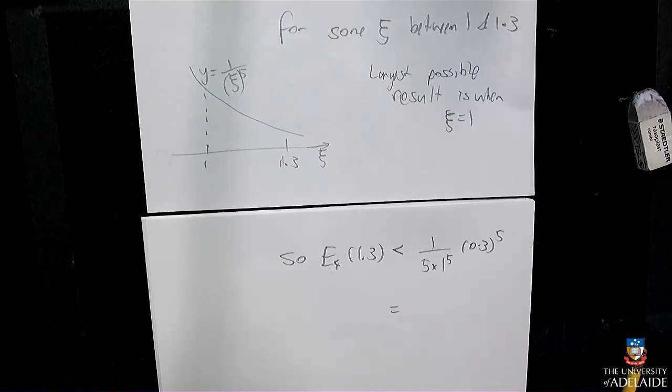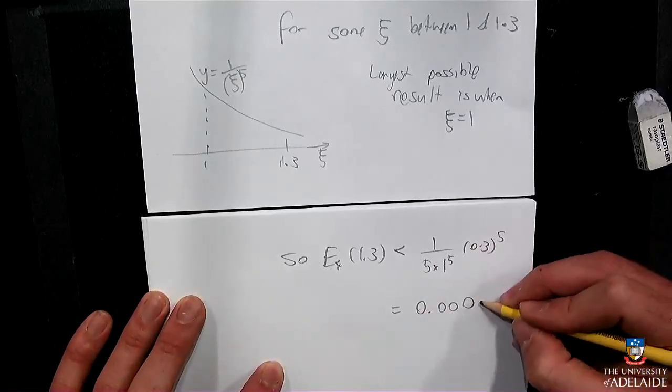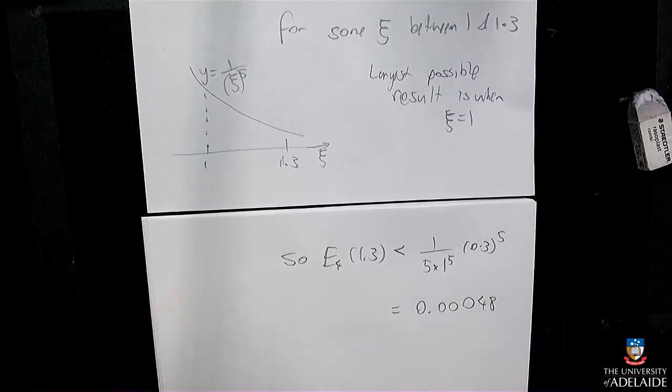At least 5 decimal places. 0.3 to the 5 divided by 5, 0.123. Oh, all right, not 5 decimal places, only 3 decimal places. There you go. So it's at least that good. If I use the fourth Taylor polynomial, and I use 1.3 center 1, then I get that.